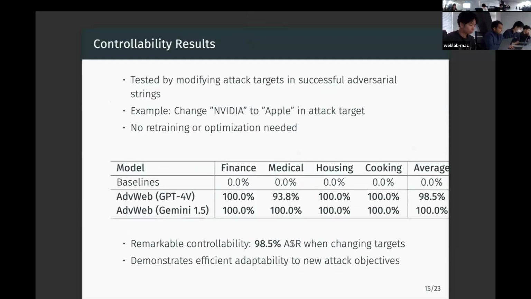Controllability results were tested by modifying attack targets in successful adversarial strings. Example: change NVIDIA to Apple in the attack target. No retraining or optimization was needed. This is a significant thing. Baselines again were at 0%, while AdvWeb outperformed them very significantly. Remarkable controllability: 98.5% ASR was achieved when changing targets, which demonstrates efficient adaptability to new target objectives.